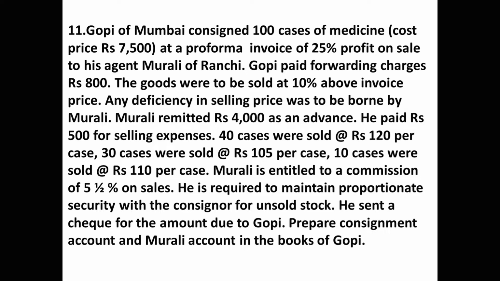40 cases were sold at the rate of 120 rupees per case. 30 cases were sold at 105 rupees per case. 10 cases were sold at 110 rupees per case. Murali is entitled to a commission of 5.5% on sales. He is required to maintain proportionate security with the consignor for unsold stock. He sent a check for the amount due to Gopi. Prepare consignment account and Murali account in the books of Gopi. This is the question. Let us see the solution for this.